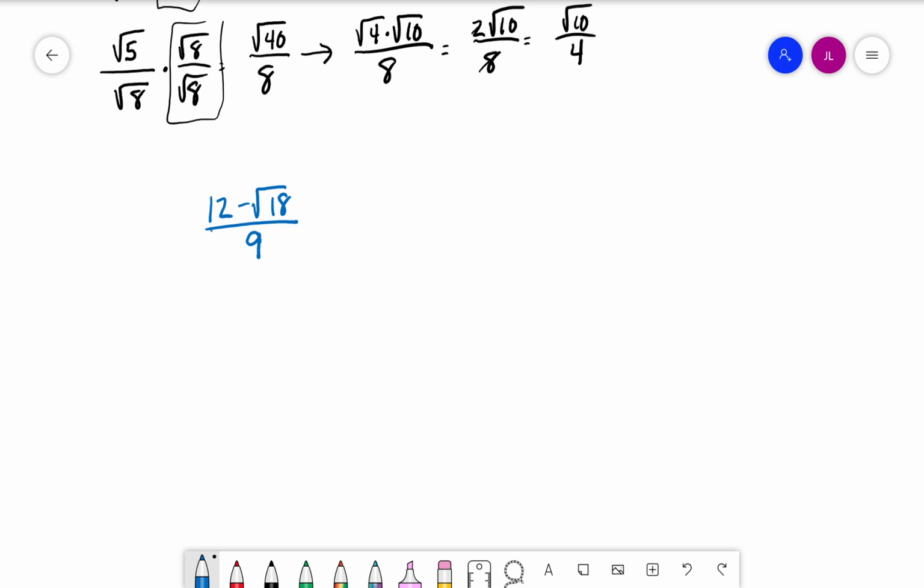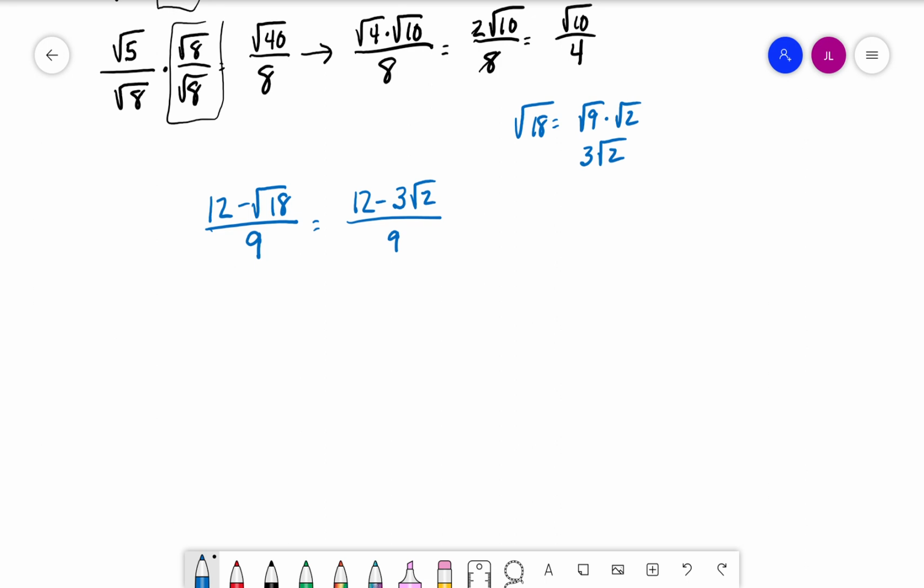Let's simplify this square root of 18 first. The square root of 18 is equal to the square root of 9 times the square root of 2. Well, again, the square root of 9 is 3. So the square root of 18 would be 3 square root of 2. So we can write that here. We can say this is the same as 12 minus 3 square root of 2 over 9.